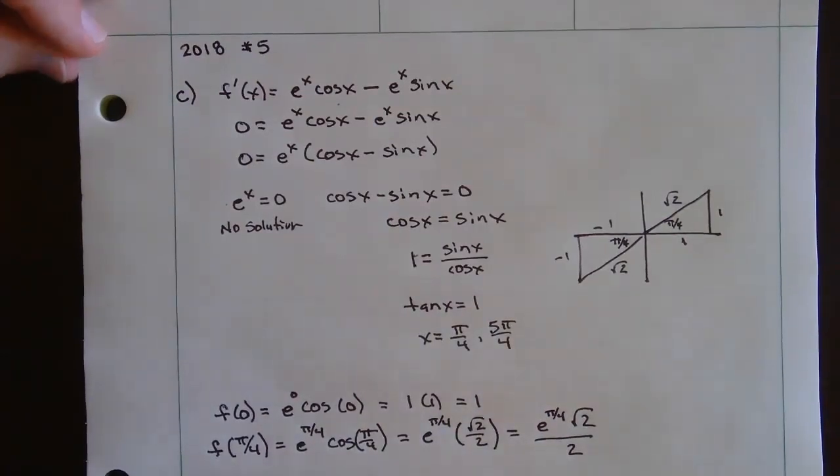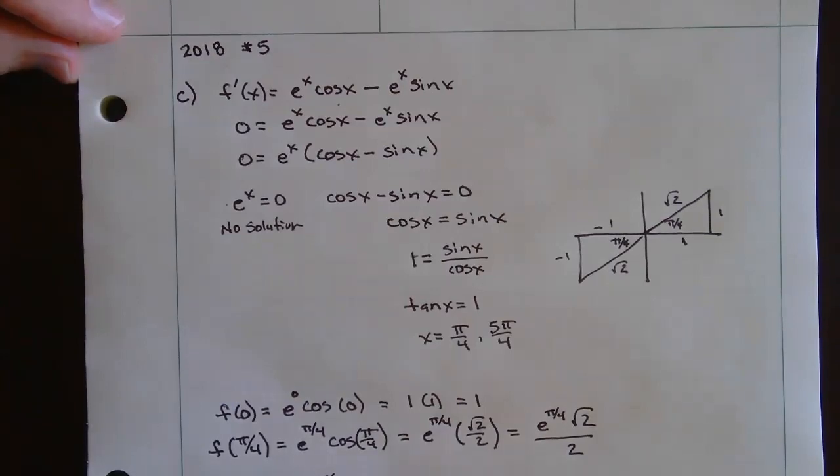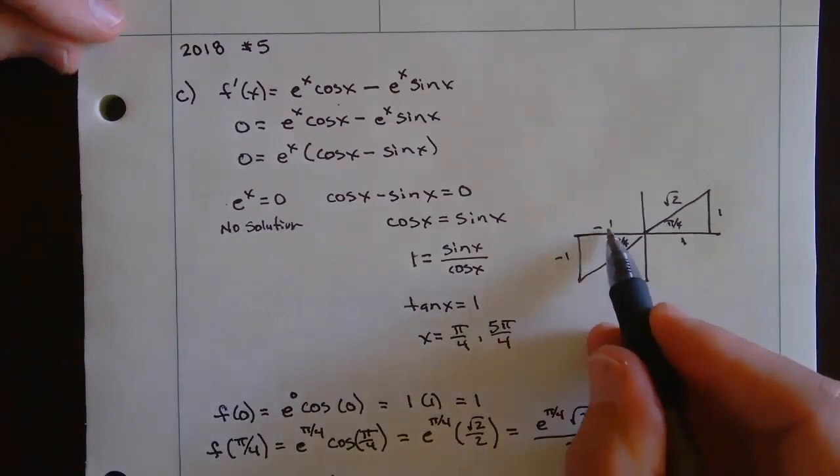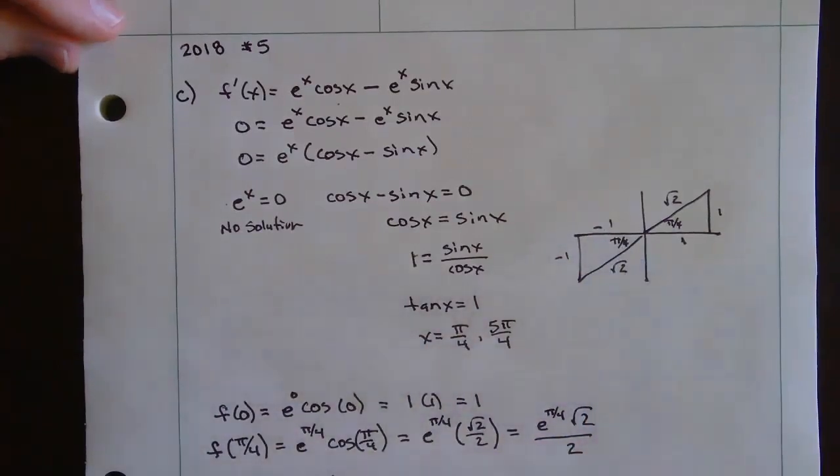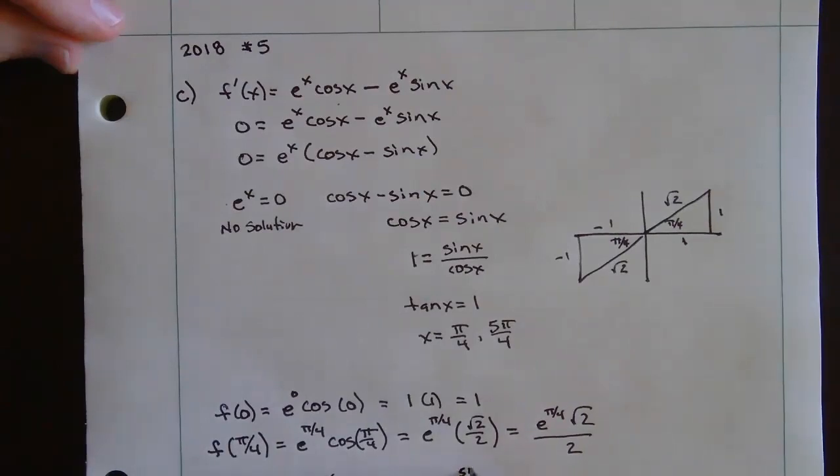Then we need to do f of 5 pi over 4. And that would be e to the 5 pi over 4 cosine of 5 pi over 4. We can actually use this: cosine of 5 pi over 4 would be negative 1 over the square root of 2, or negative square root of 2 over 2. So e to the 5 pi over 4 times negative square root of 2 over 2. So this would be negative e to the 5 pi over 4 square root of 2 over 2.